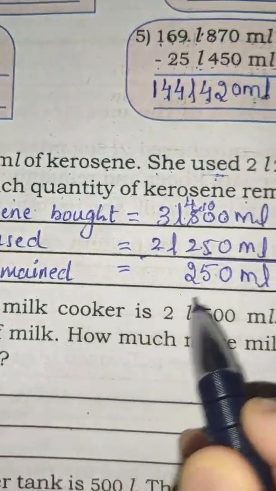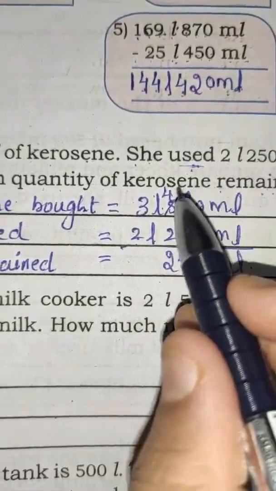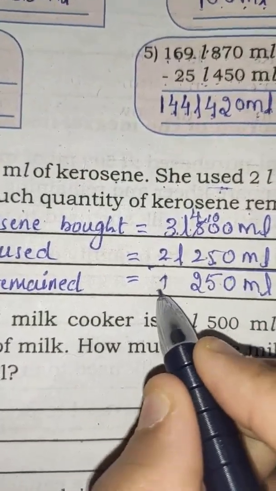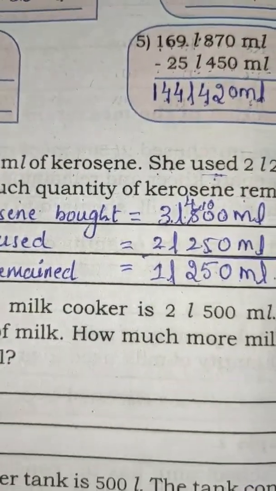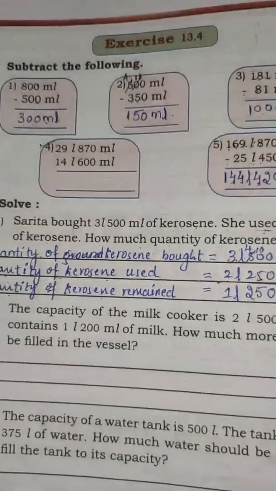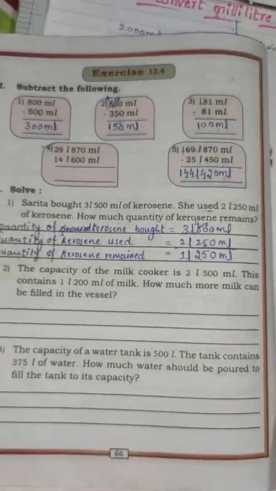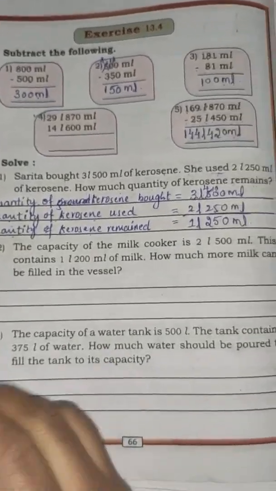Now come to the liter. We have finished with the milliliter. Then you have to come to the liter. 3 minus 2 is 1. So 1 liter 250 milliliter. So the quantity of kerosene remained is 1 liter 250 milliliter. Now come to the second one.